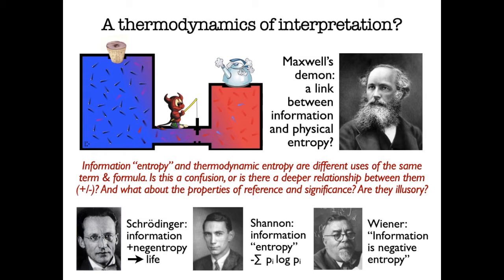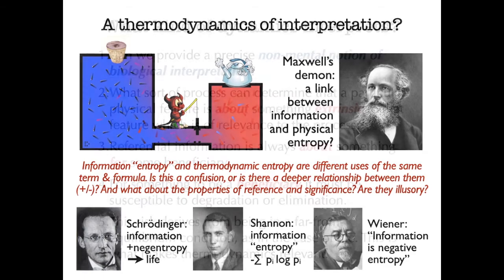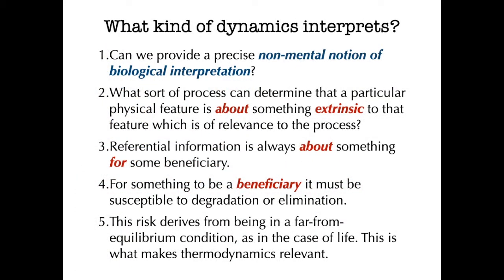This became further complicated by Schrödinger's introduction of the concept of negentropy and Wiener's description of information as negative entropy. To explore this relationship and avoid some of these confusions, I will focus on the process of interpretation in its most generic sense. That is, the process that assigns reference to information. More explicitly, I will ask, can we provide a precise non-mental notion of biological interpretation? And what sort of process can determine that a particular physical feature is about something extrinsic to that feature, which is of relevance to the process?